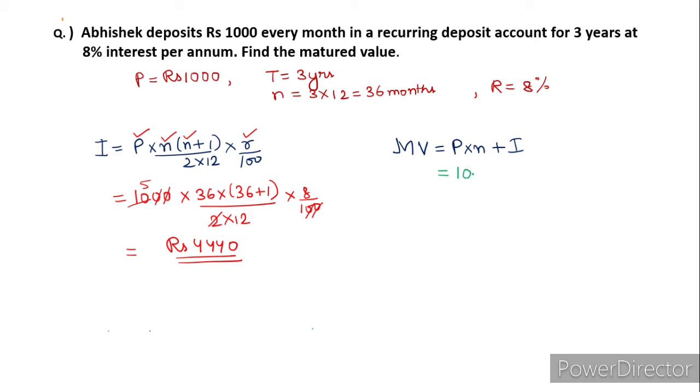P was 1000 rupees. N is 36 months plus interest. Interest is 4440. So put the value here. Add this. You will get rupees 40,440. This is the maturity value. Now we'll move on to the next question.